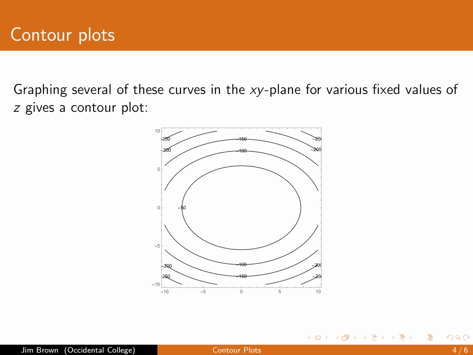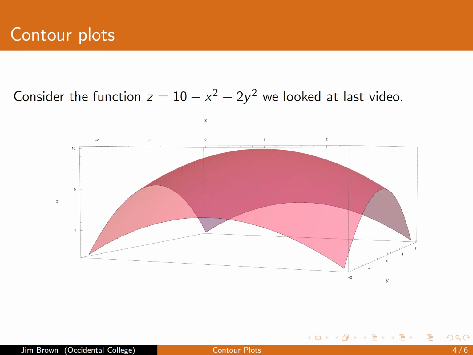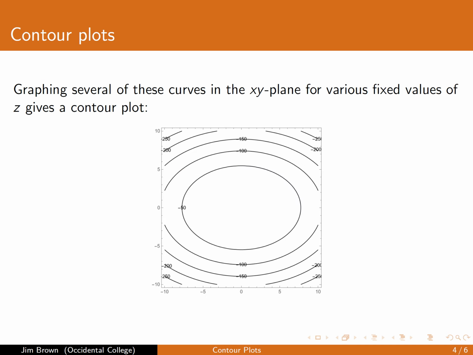Look back at our equation here. If we take a fixed value of z, we can subtract it to the other side, bring the x squared and 2y squared over, and we get an ellipse. So we can see, as we follow this ellipse along, this is the value z is equal to minus 50, z is equal to minus 100, z is equal to minus 150, and so on.